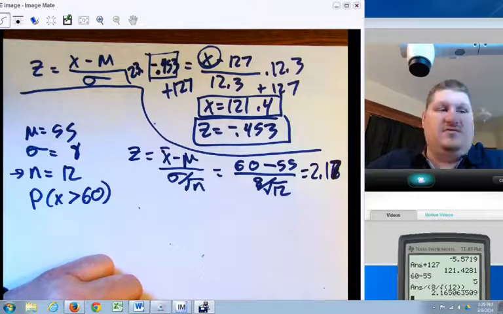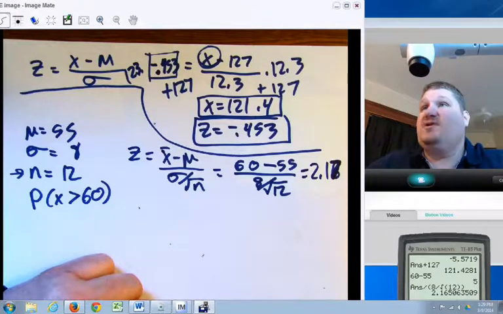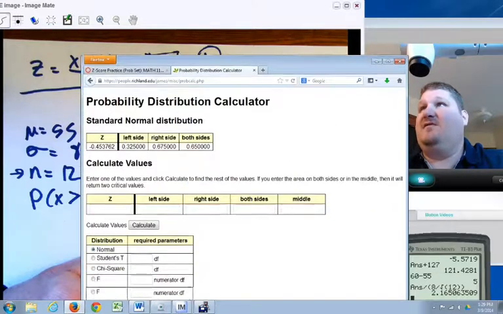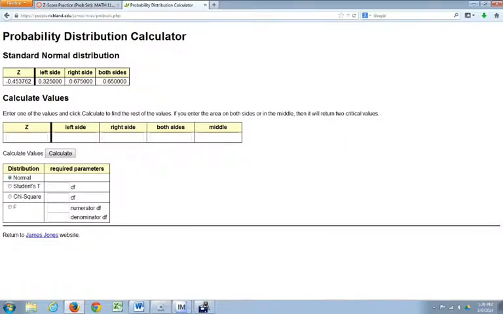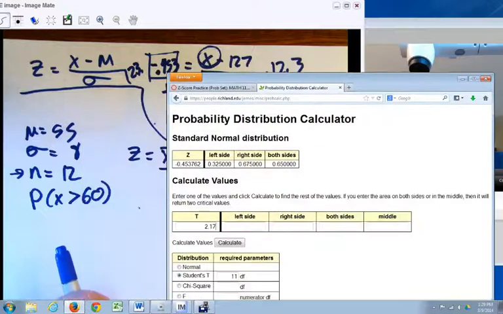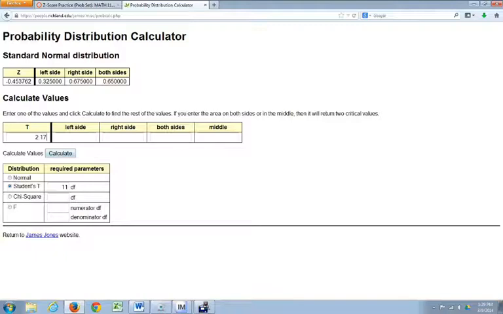Now, all of you should already recognize we have a small issue. This is only 12 units large. So if I only have 12 units, I probably ought to be using, instead of Z, T with 11 degrees of freedom, finding 2.17. And again, because we are greater than, that means when I hit calculate, we're going to want the area to the right.